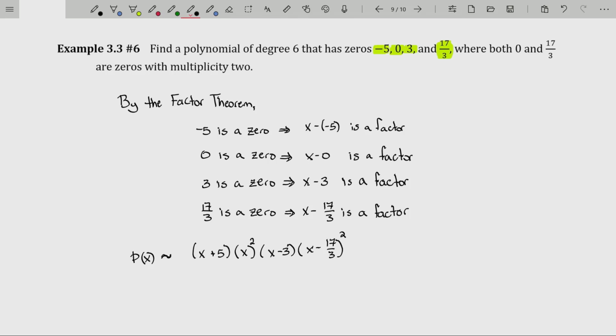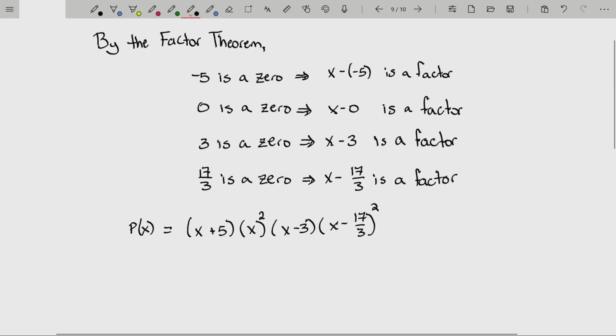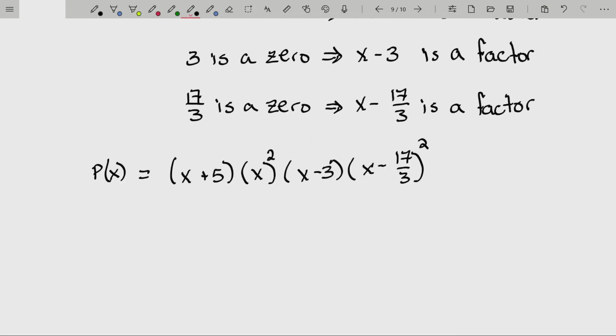So now I don't need to say p of x is roughly equal to that. I can just say p of x is equal to that. There's a polynomial of degree 6 right there, right in front of you. I'll zoom in on that, where it has the zeros -5, 0, 3, and 17/3, and x is of multiplicity 2, and 17/3 has multiplicity 2 as well.